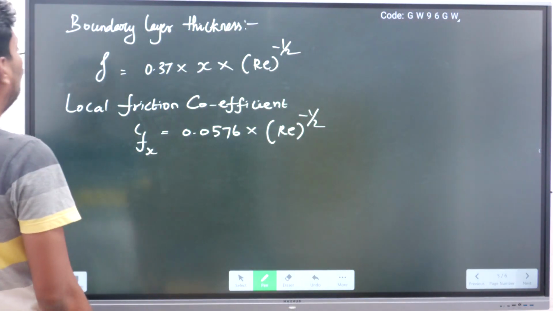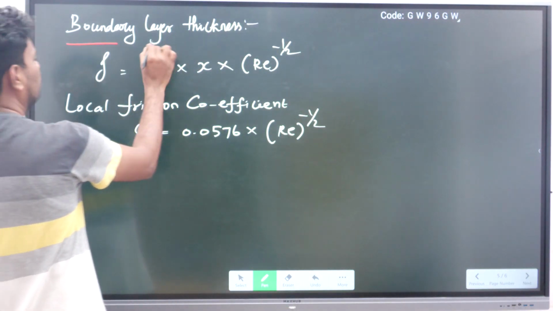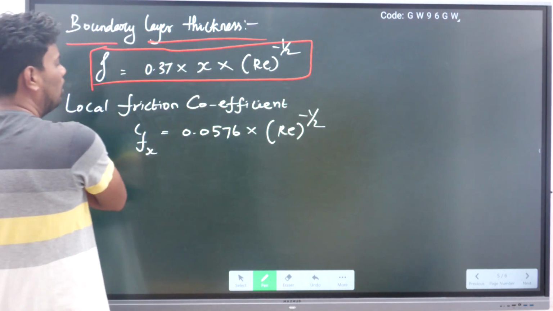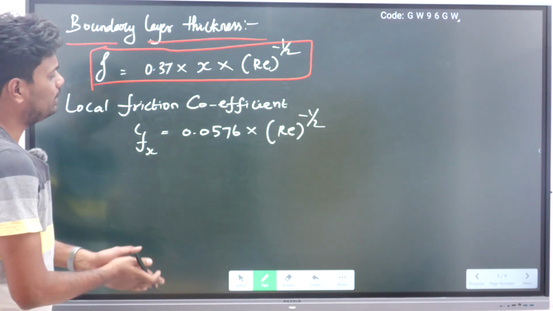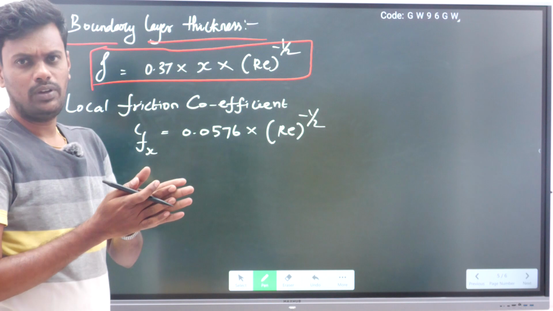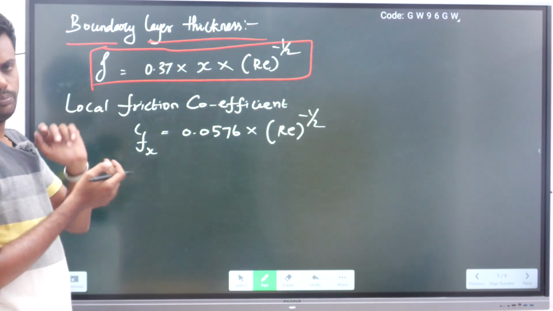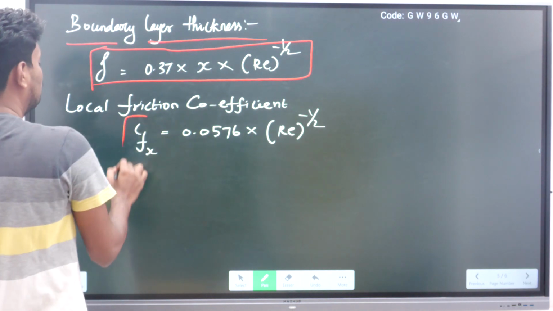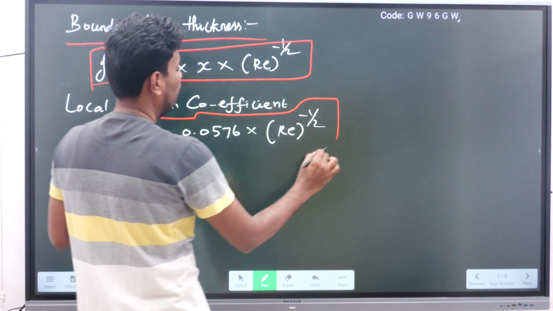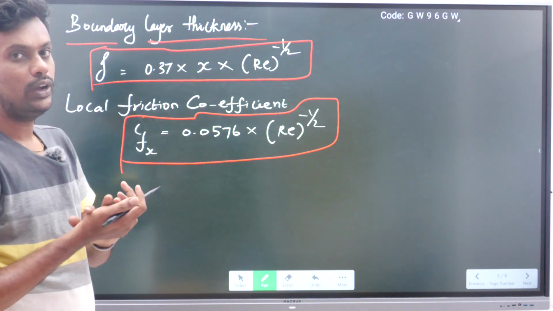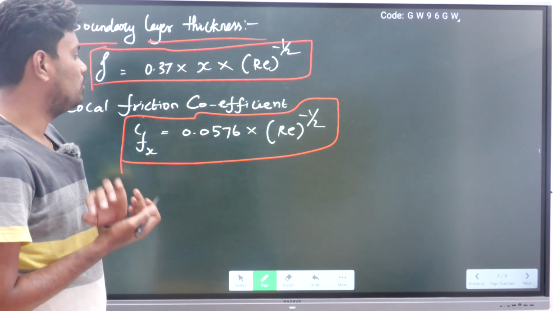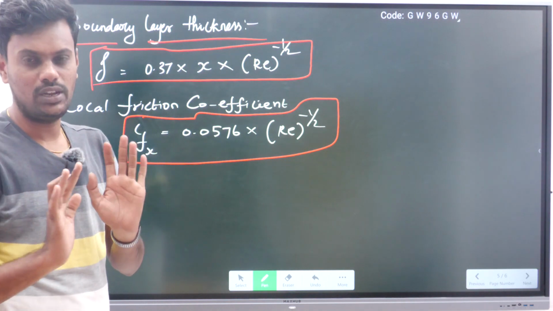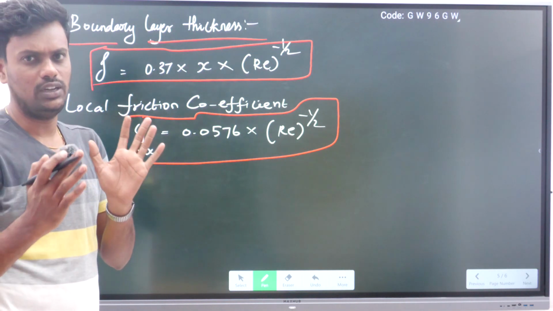Next one is boundary layer thickness. For this case there is only a boundary layer thickness, there is no separate velocity and thermal boundary layer thickness. This is the formula: 0.37 into x into Reynolds number power minus 1 by 5. Please remember this formula, sometimes it will be useful to solve some problems. And the local friction coefficient Cfx is equal to 0.0576 into Reynolds number power minus 1 by 5. I am just writing the formulas, we need not go deep into these things.